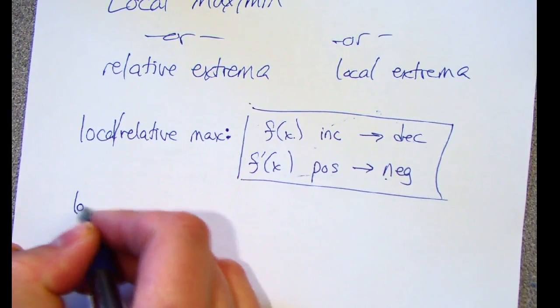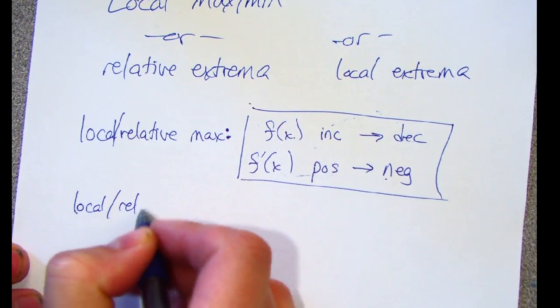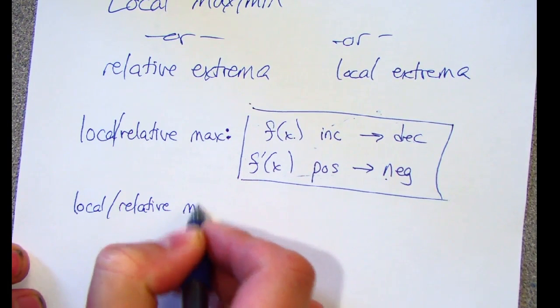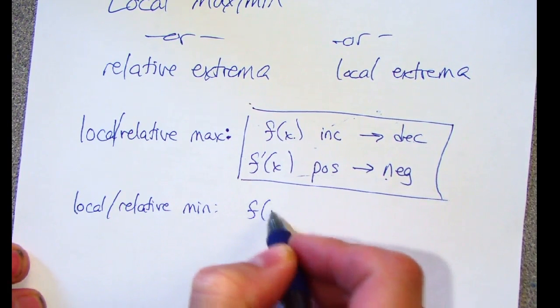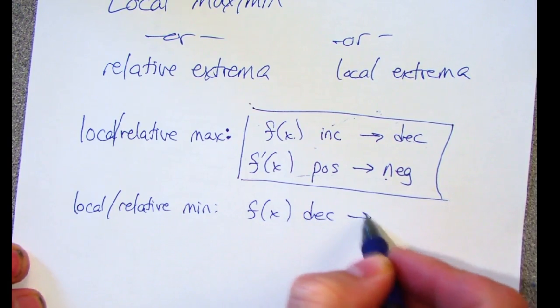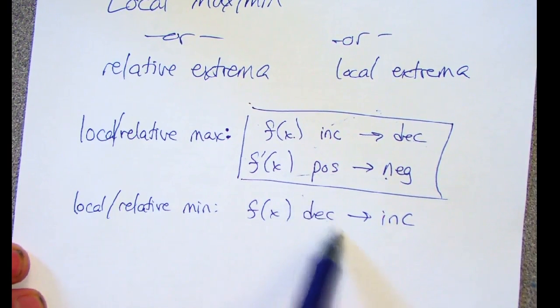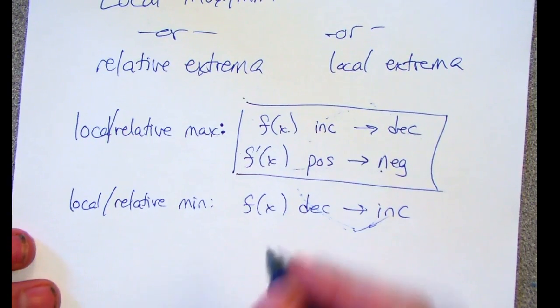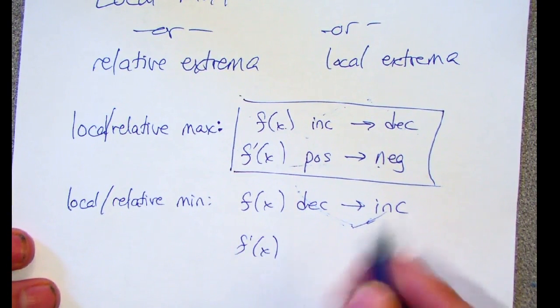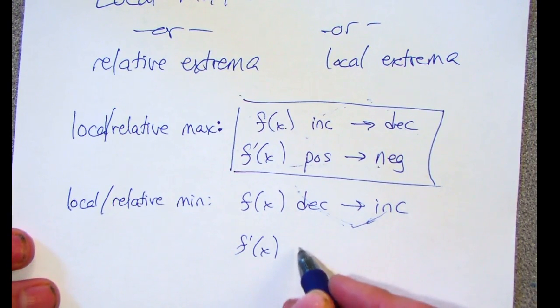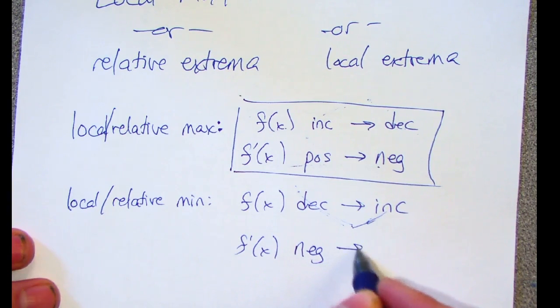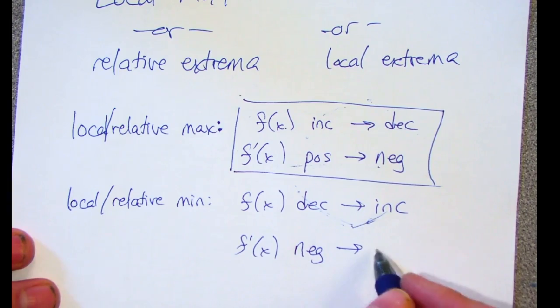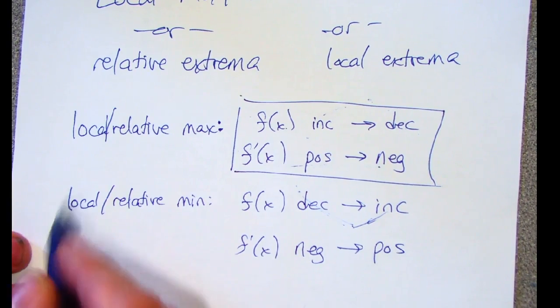Oh, I guess I should write the other one. So local or relative min would be the opposite. So f of x would go from decreasing to increasing, because you're going down, and then you start coming back up. So there's the bottom of a hill. Or, if the original is decreasing, your derivative has to be negative, and if your original is increasing, your derivative has to be positive.